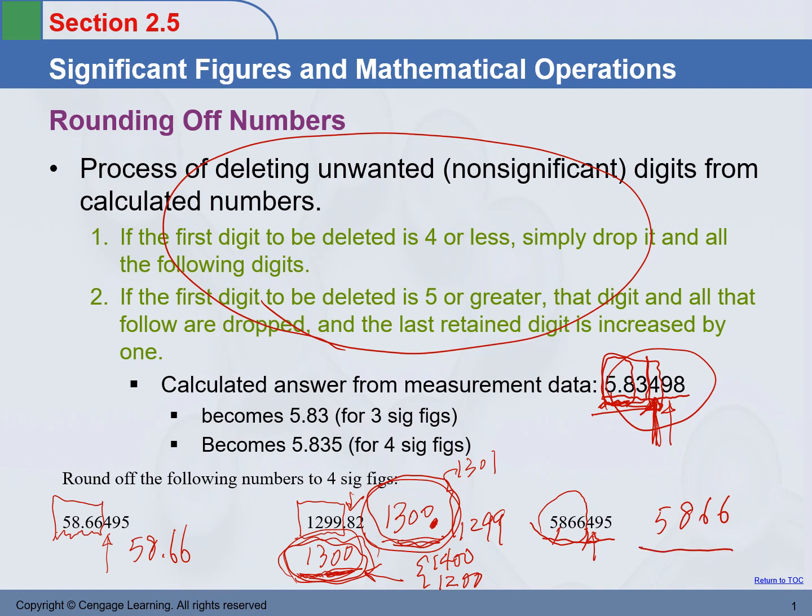It cannot become 5,866. For numbers like this, after you do rounding off, you have to make sure the magnitude of the number cannot be changed, only the number of sig figs. Which means this number, after rounding off to 4 sig figs, will become 5,866,000. All the dropped digits need to be replaced with zeros. The digits still need to be there.